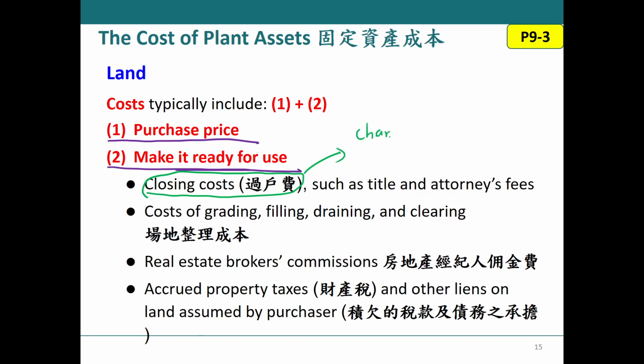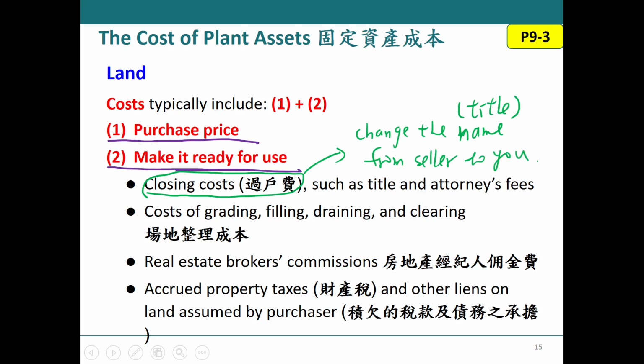For example, change the name, title from sellers to you. 过户费. So finally, after that, the land is on my name. So that's my land, finally. Or like what? Attorney's fee, lawyer's fee, for these kind of things, it's not that easy. So usually you will ask the lawyer to help you. So you have to pay them the money.